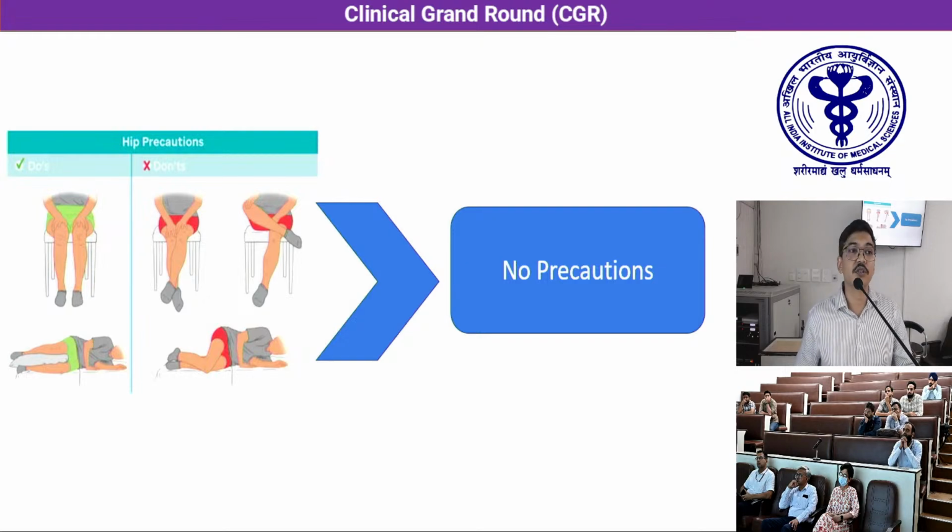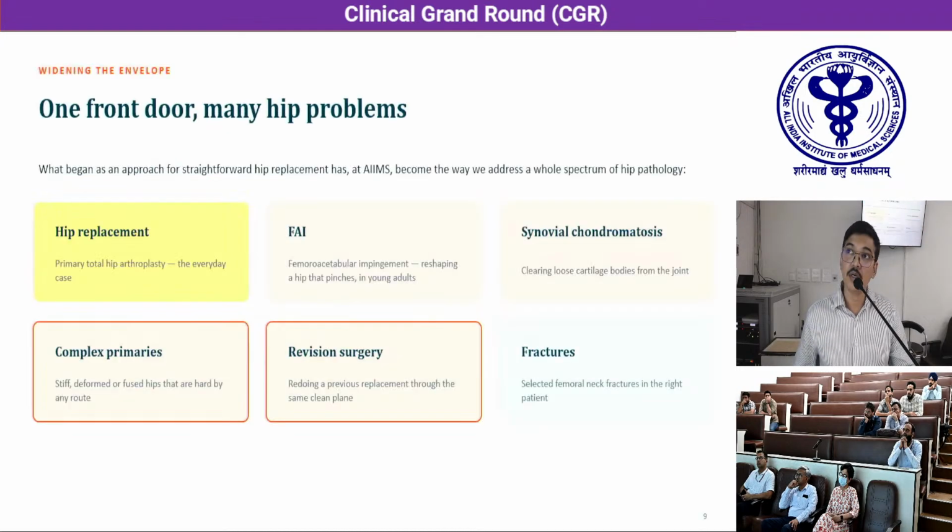So what we got from this approach was a move from surgery with precautions to surgery with no precautions. But we have addressed only hip replacement for arthritis till now. There is a spectrum of pathologies which need to be addressed, like what about the complex primaries or complex conditions? What about the revision surgeries? Can we extend this approach to the revision surgeries? And can we have these same benefits of early recovery after these surgeries also?